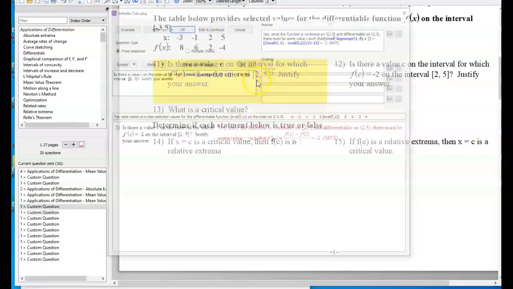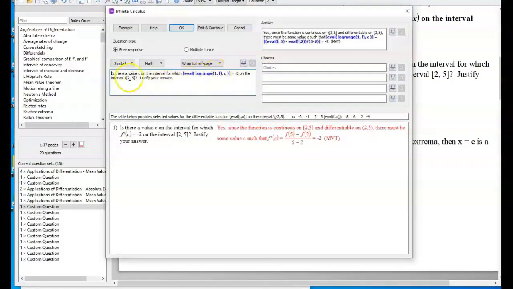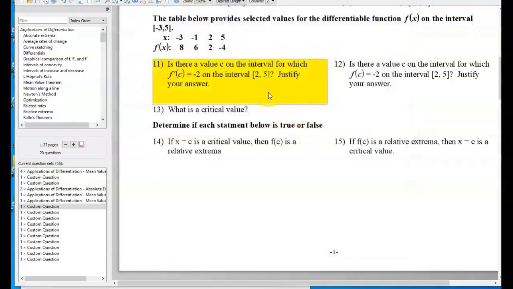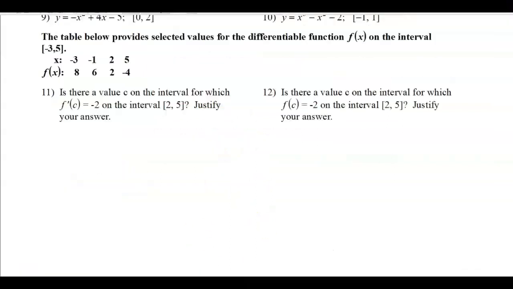I see there's a typo there. I need to fix that. It should say negative. No, never mind. It's not a typo. My bad. 2 to 5. Justify your answer. All right, let's check it out.